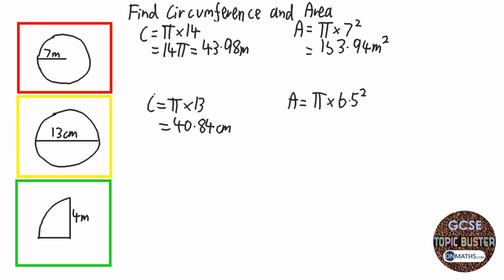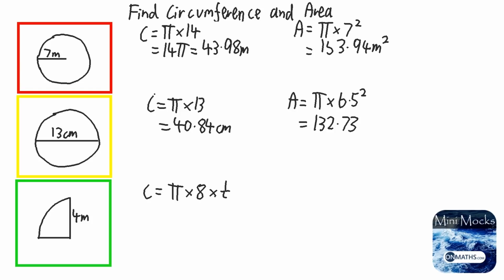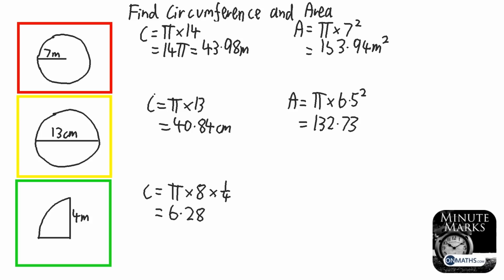So pi times 6.5 squared would be 132.73. And the circumference for the last one is going to be pi times the diameter, which would be 8, and then times a quarter. So pi times 8 times a quarter, which is just 2 pi, because 8 times a quarter is 2, and it would be 6.28, and that would be meters, and this should be centimeters squared.